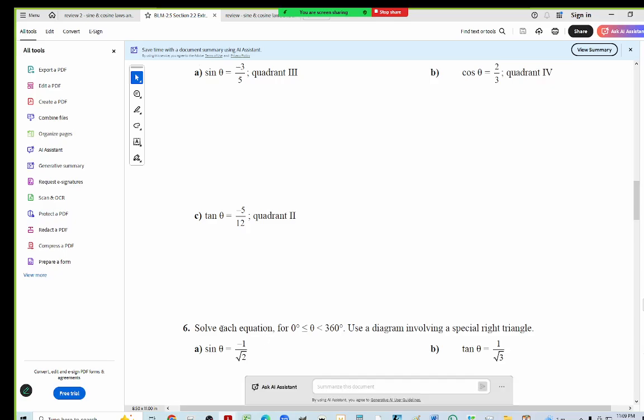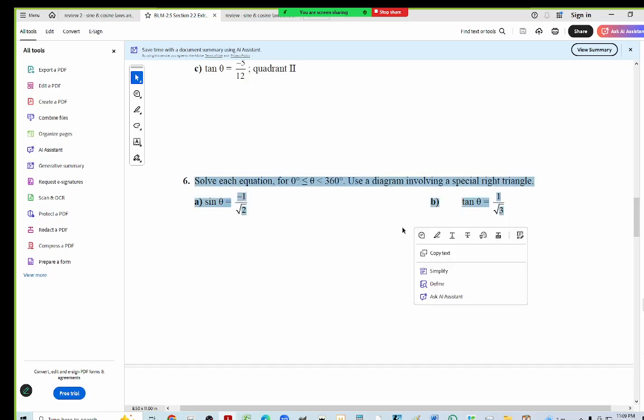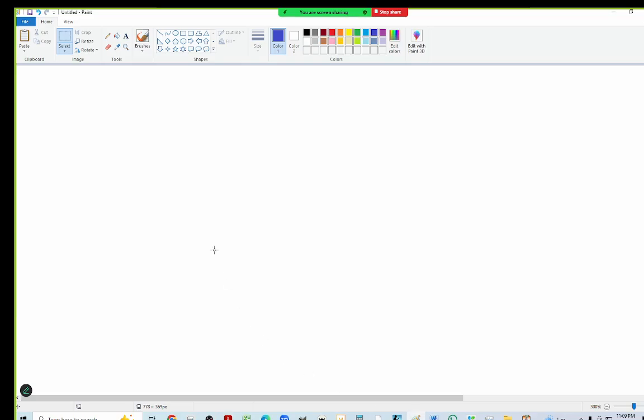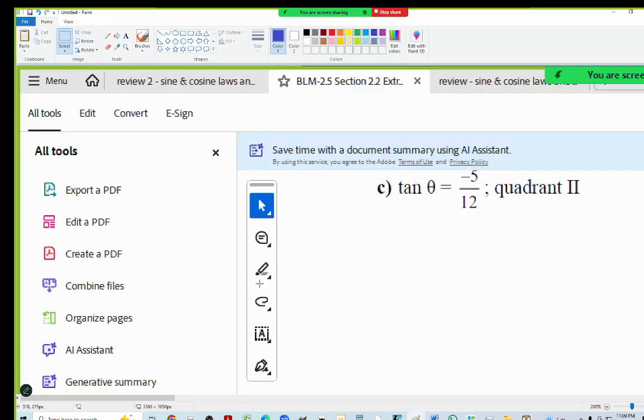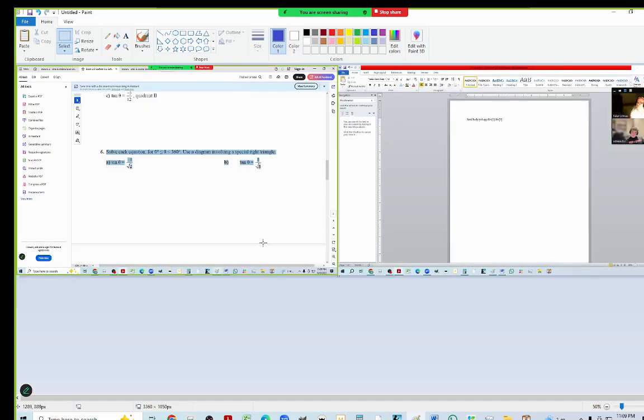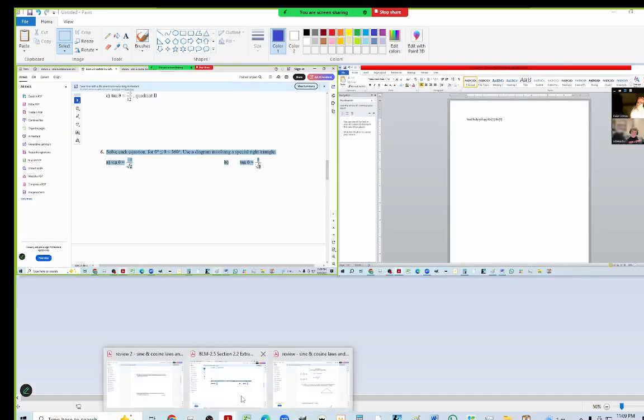That makes sense. Number 6 is about the special triangles. We have to go back to the special triangles. So I'm going to just pull up the special triangles instead of us doing it again. Fair enough?